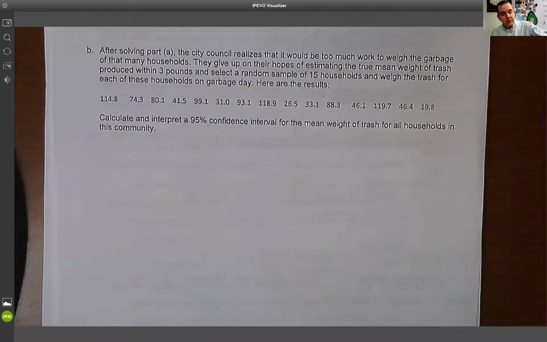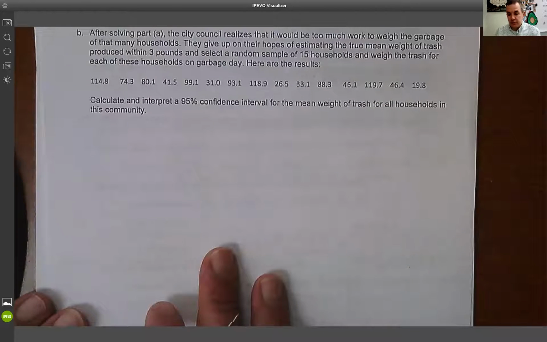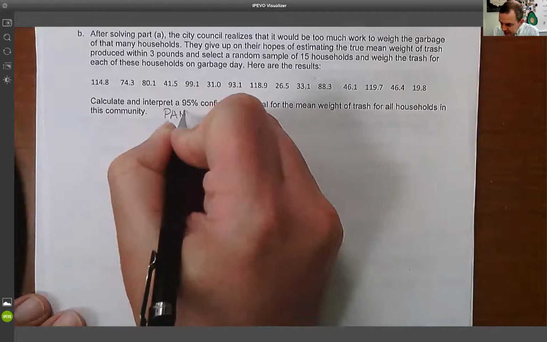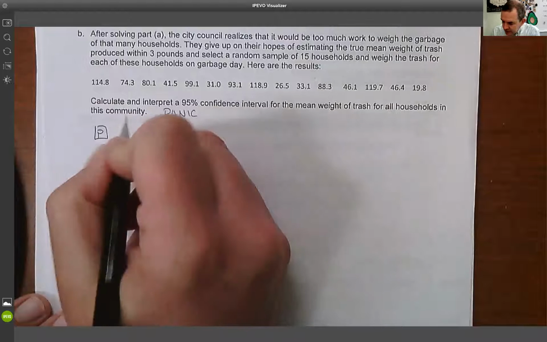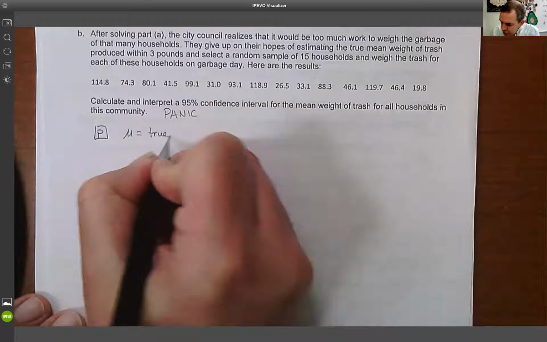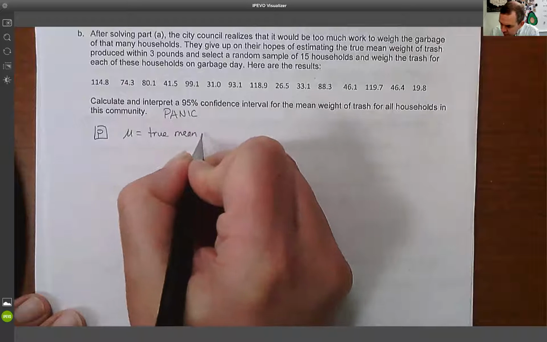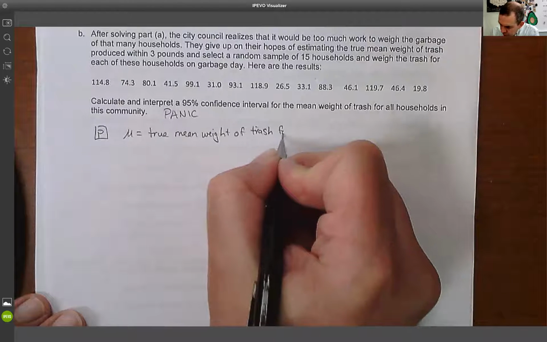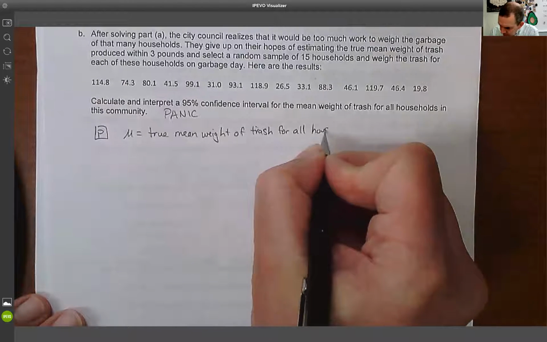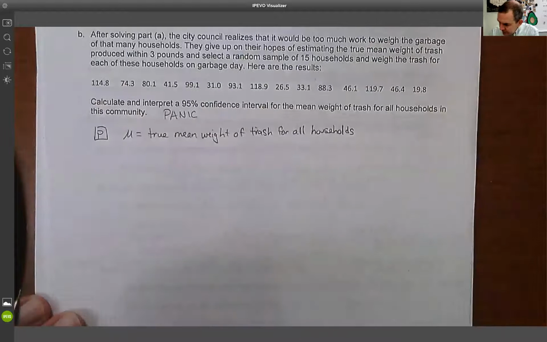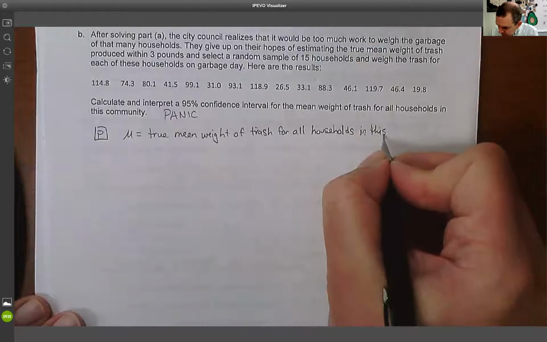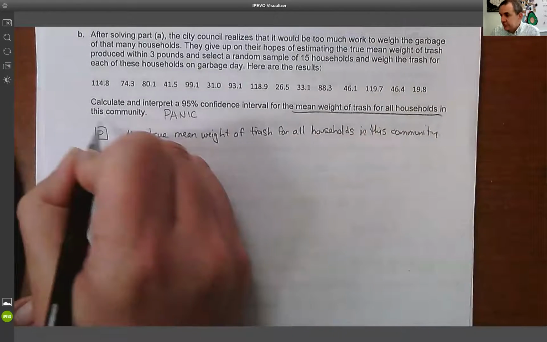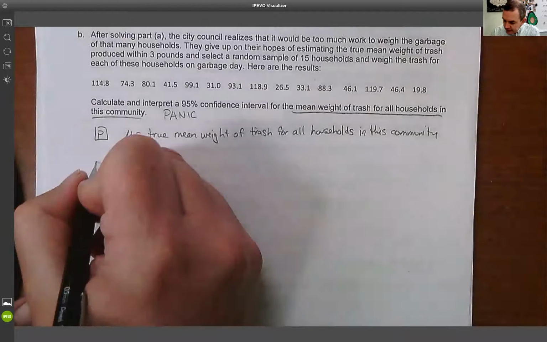The real thing is how I'm going to do a confidence interval for means. So I am still going to use PANIC to do it. P is going to be my parameter. So in this case, mu is the true mean weight of trash for all households in this community. I stole it right from the stem of the question. I'll show you where I got it from. Mean weight of all trash households in this community. So there's my P.